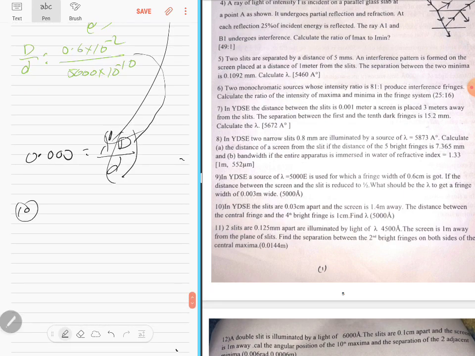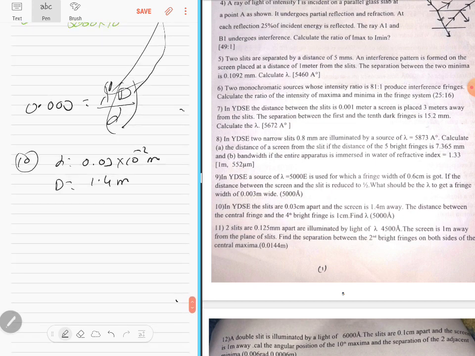In Young's double slit experiment, the slit separation small d is equal to 0.03 centimeter, that is 0.03 into 10 to the power minus 2 meter, and the screen, capital D, is 1.4 meters away. The distance between the central fringe and the fourth bright fringe is 1 centimeter.